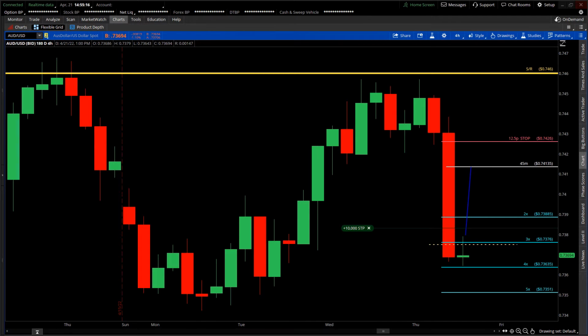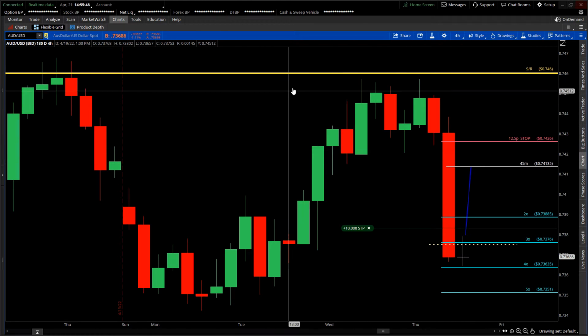Today's Thursday, April 21st. It's 2:55 p.m. Eastern Time, and the stock market's going to close in a little over an hour. But this is the 4-hour chart for the Australian dollar US dollar spot pair, which is currently trading at 0.73694. Based on the 4-hour time frame right here, there was a huge drop predicated by the S&P 500 also falling around the same time.